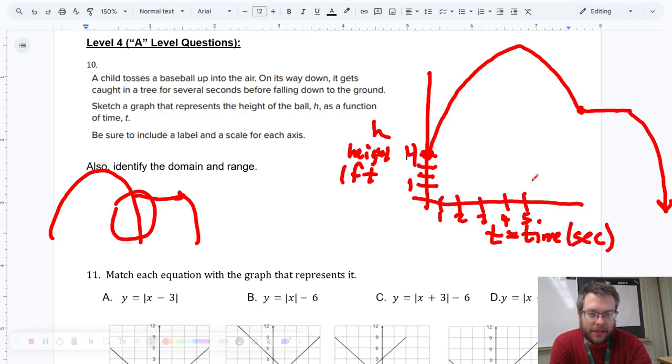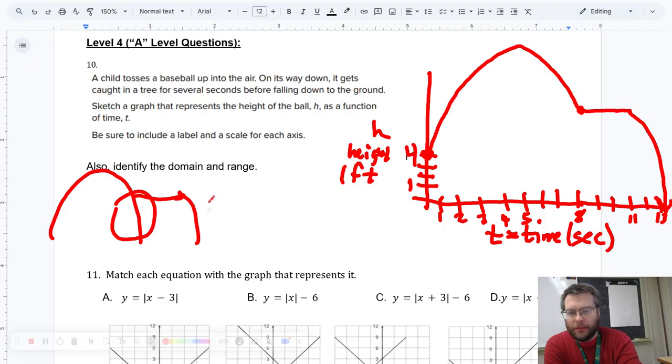5 seconds to be at its maximum height. On its way down, 6, 7, maybe at 8 seconds it's at the tree. Then we've got 9, 10, 11 seconds. It keeps going down. 12, 13 seconds, like that. Okay? Now include and identify the domain and range.